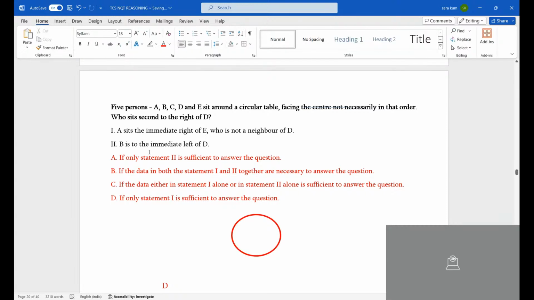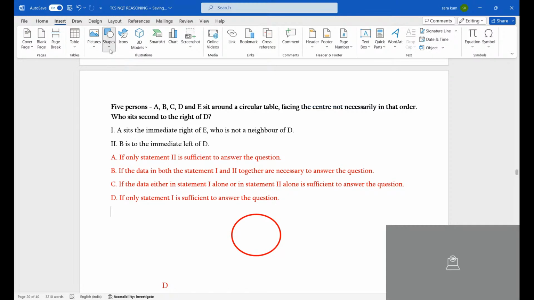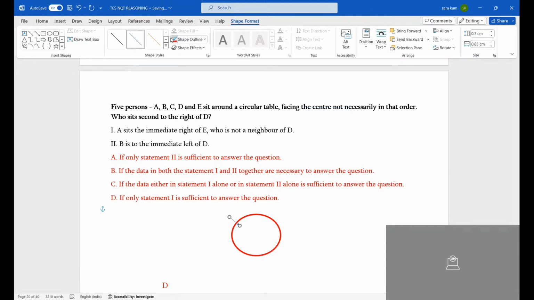Now A, B, C, D, there are five people. So I need to use five arrow marks, and they all must be pointing towards the center because they are all looking at the center. So this one would be like this, and this one would be like this. Five people, right? And this one would be like this, and this one would be like this. Just assume that these are the five people.